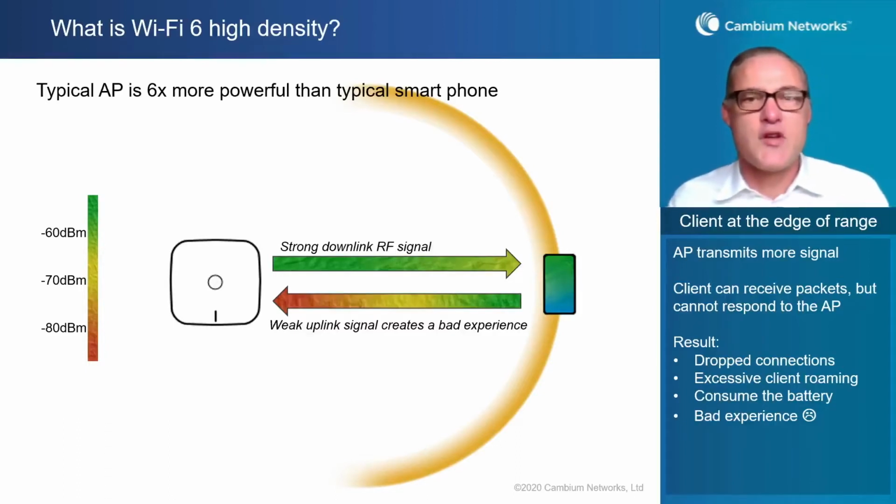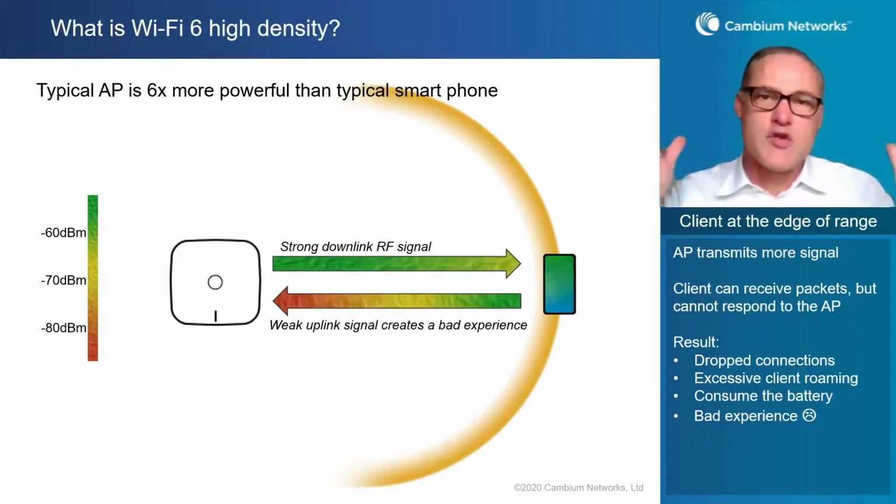So what happens when a device is over here on the edge of the network and the access point is over here? The problem is that the access point can transmit about 6 times more signal than a typical client device can transmit. So the client can actually receive the signal, but it can't transmit back very easily. So this leads to lots and lots of problems.